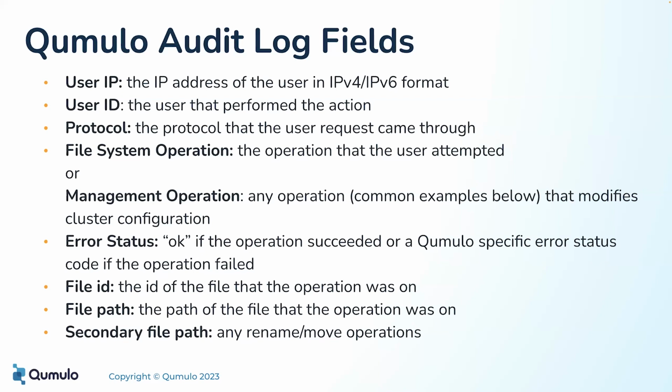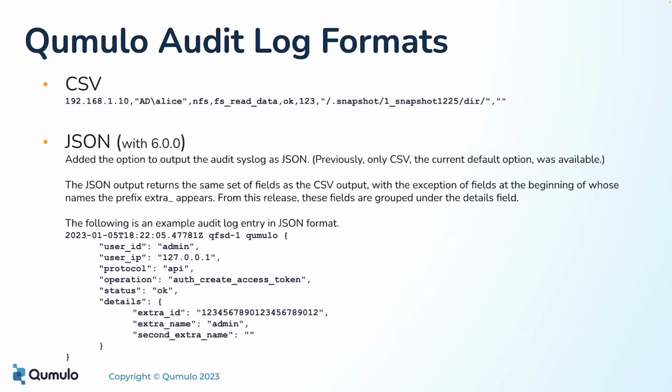The file ID of the file that it was operated on, and then two pieces of data I think are really critical. The file path the operation was performed on, and the secondary file path. So the secondary is used only when you do renames or moves of the data. Otherwise, it would be in the file path. So this is basically what it looks like.